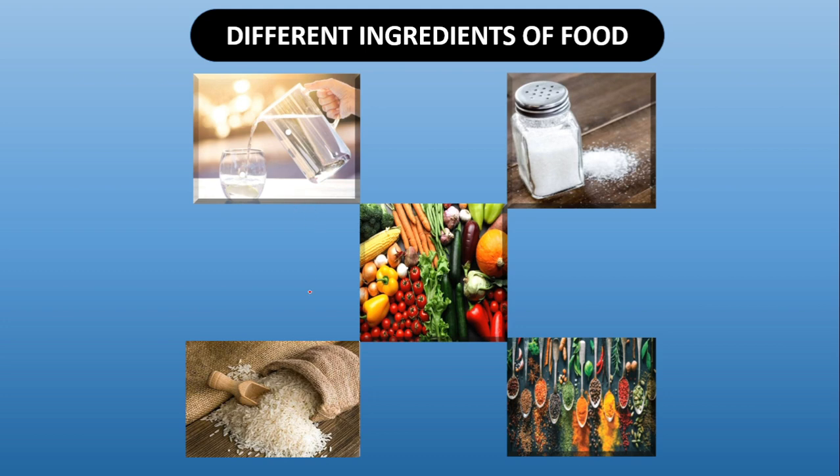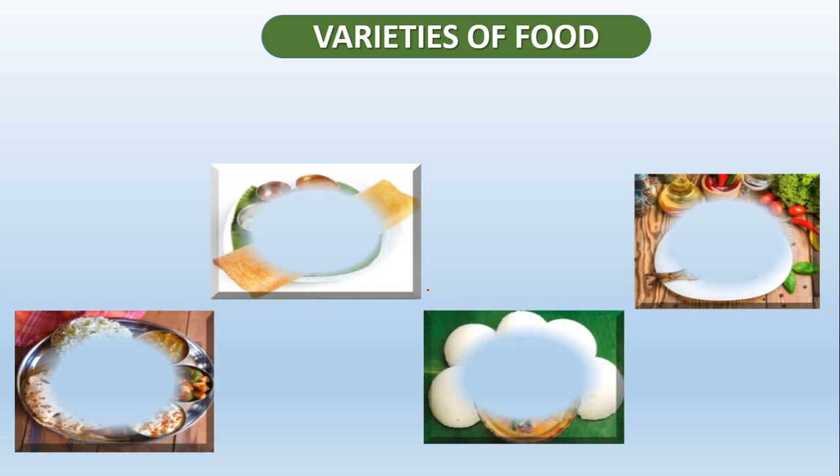And if we want to cook rice, we need raw rice and water. So raw rice and water are the ingredients for cooking rice. So now we understood what ingredients actually are. And here are some varieties of food which we use to eat.